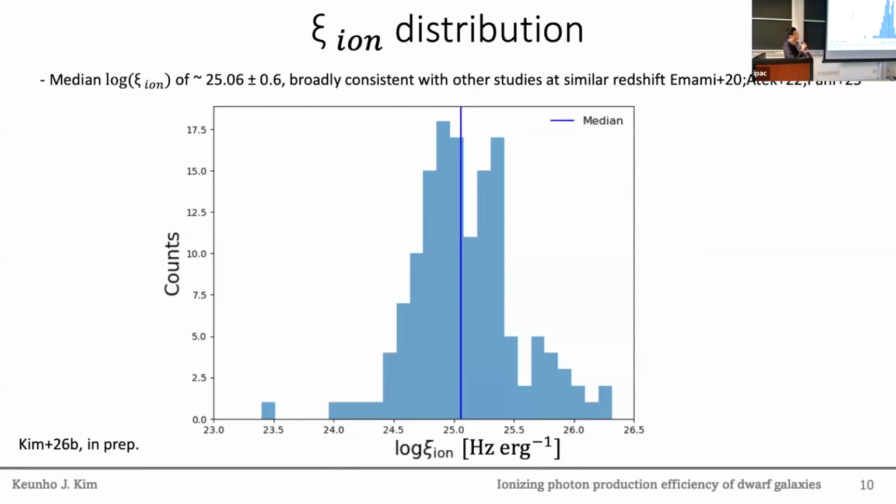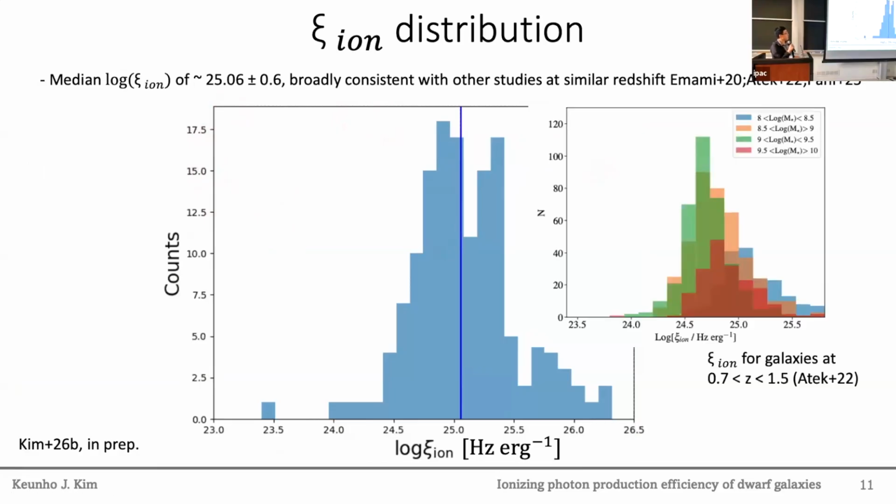Here is the Xi ion distribution of our sample galaxies, which shows the median log of 25.06 plus minus 0.6 dex. And this value is broadly consistent with other studies at similar redshift, as shown here, for example.